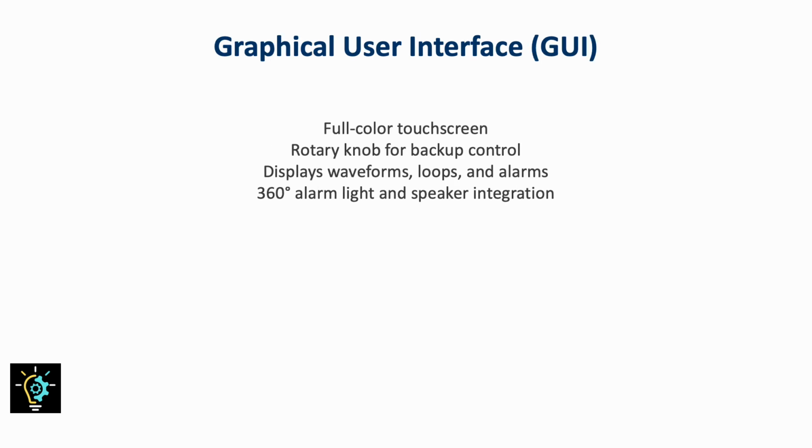Now let's look at the graphical user interface, or GUI, which is really the ventilator's control center. It's a large full-color touchscreen that makes it easy to monitor waveforms, loops, and alarms. Most clinicians interact here more than anywhere else, since it's where you set parameters and respond to patient changes. Alongside the touchscreen, there's a rotary knob that acts as a reliable backup input, handy if the screen is unresponsive or if precise adjustments are needed.